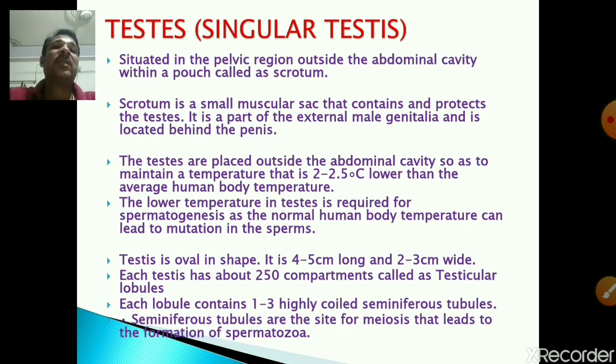Each testis has about 250 compartments called testicular lobules. हर टेस्टिस के अंदर 250 कंपार्टमेंट्स होते हैं जिनको हम टेस्टिकुलर लोब कहते हैं और हर लोब में 1 to 3 highly coiled seminiferous tubes होती हैं, and seminiferous tubes are the site of meiosis that leads to the formation of spermatozoa. Seminiferous tube ही वो जगह होती है जहां sperm का formation होता है, वहीं meiosis process होती है.